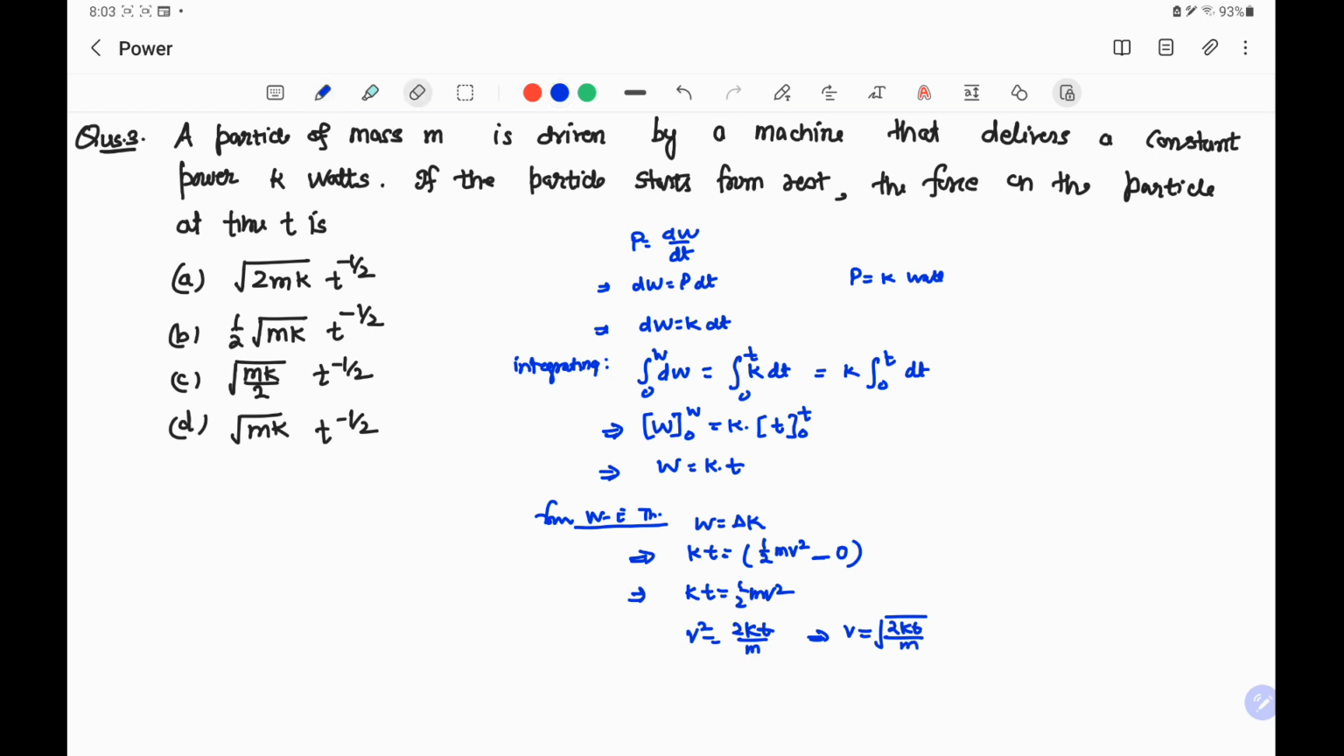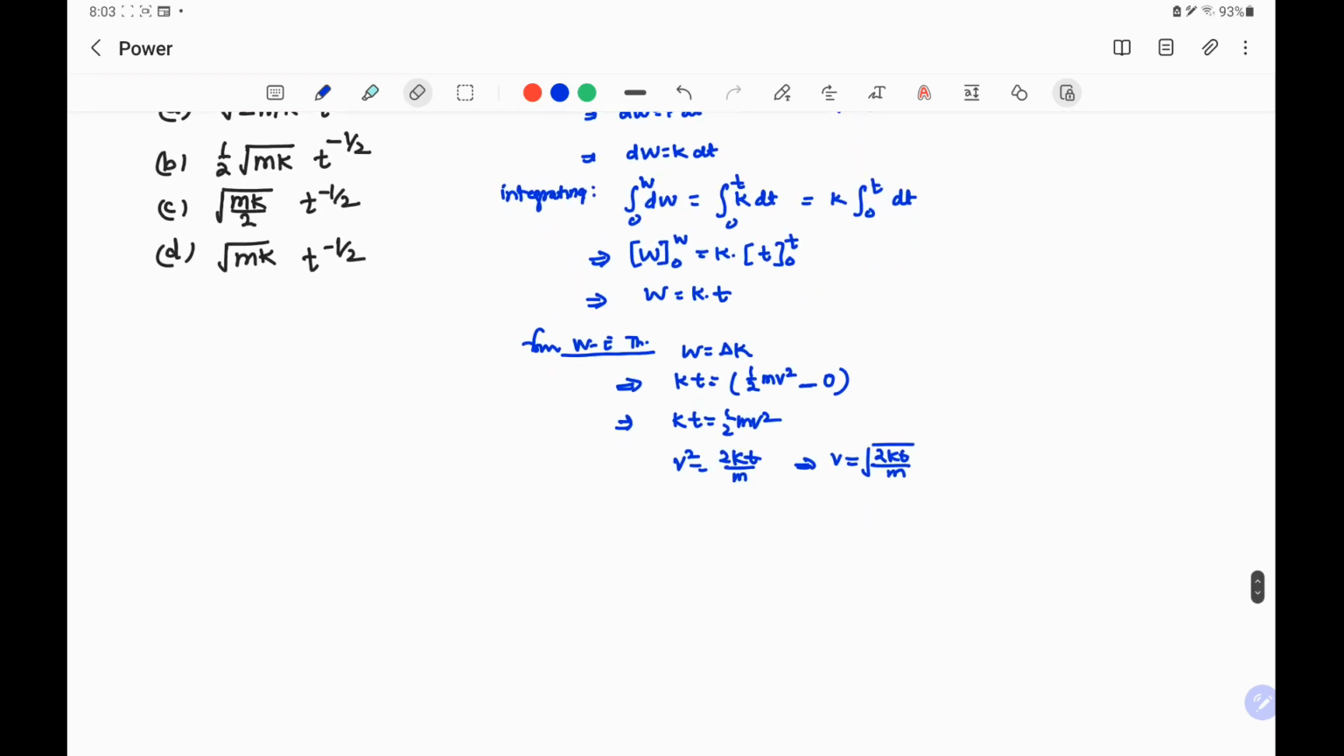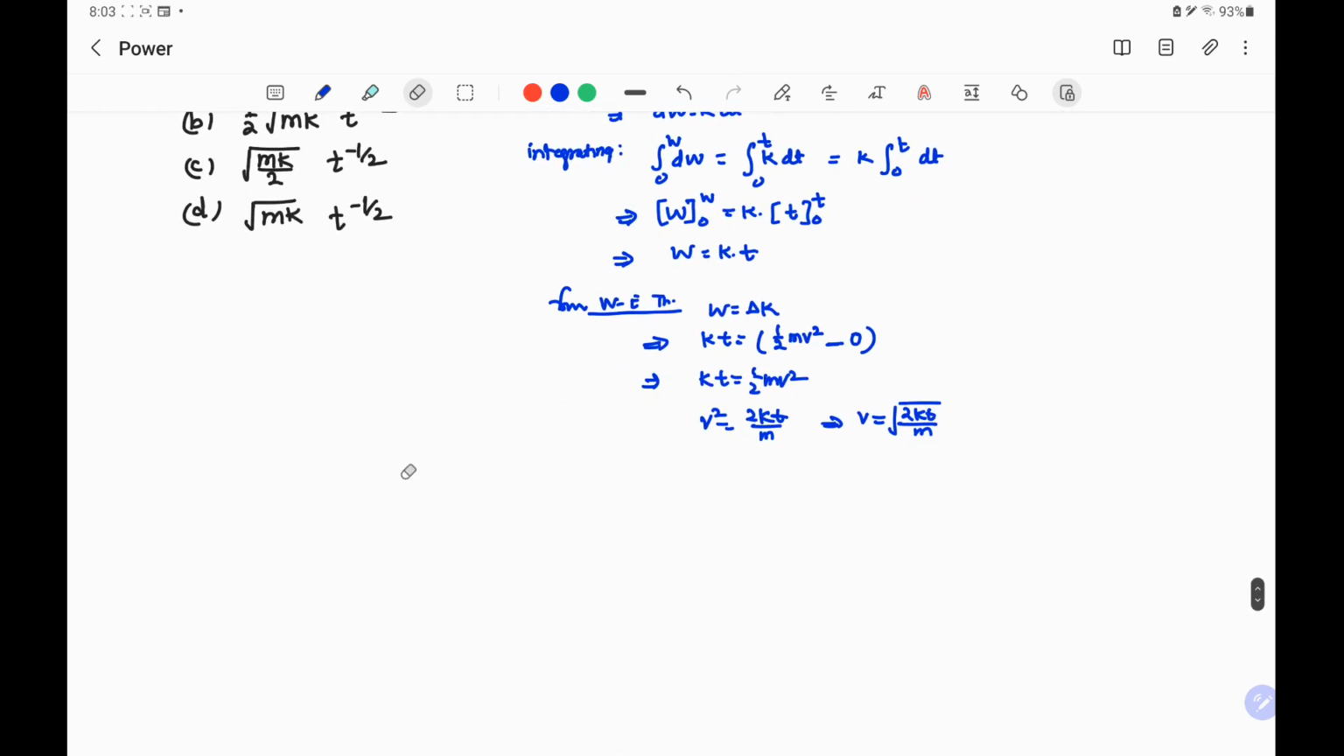As we have to find the force on the particle at time t, we have to find the acceleration. For acceleration, we again differentiate this velocity. Therefore, differentiating velocity with respect to time, we will have dv by dt, that will be acceleration, and it will be equal to the differential of square root of 2kt by m. Here, root 2k by m is constant, so we have to differentiate root t.